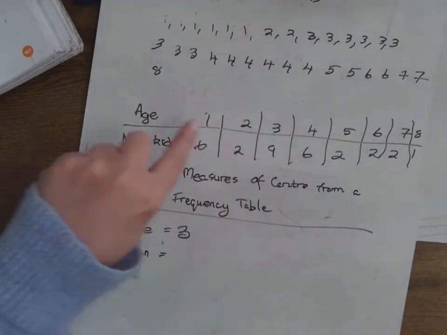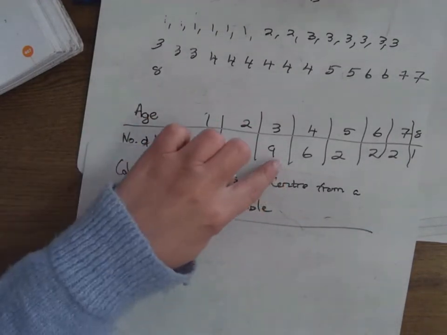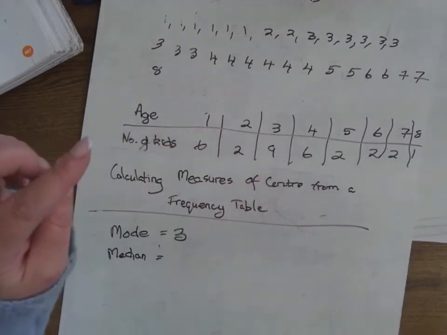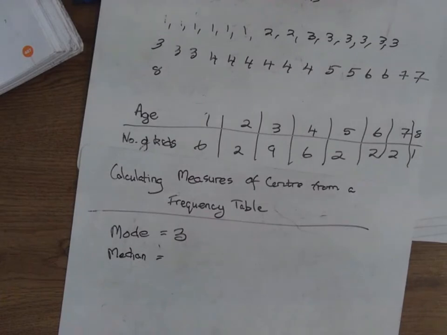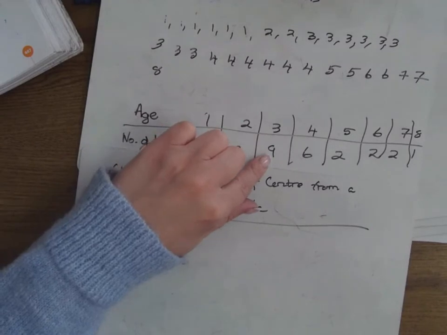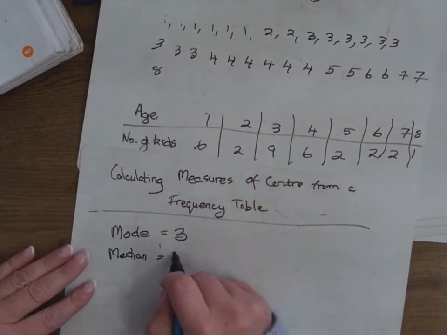So I'm on the first 8 children, aren't I? The next 9 children, so 8 and 9 makes 17. I've passed number 15 there, haven't I? I'm looking for number 15. What age is number 15? 3. So number 15 is age 3. So the median is 3 again.